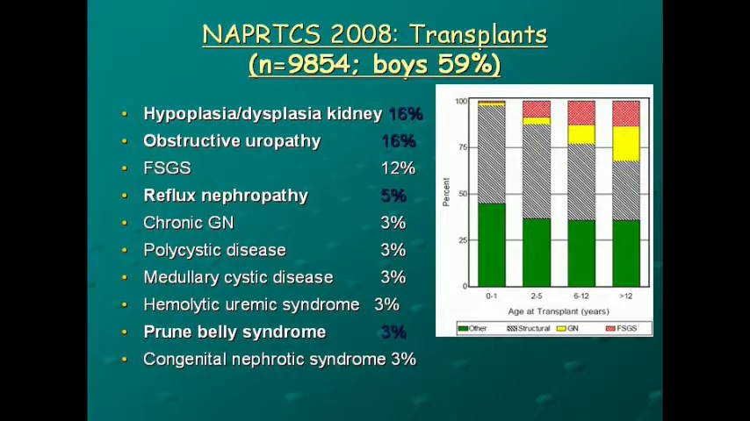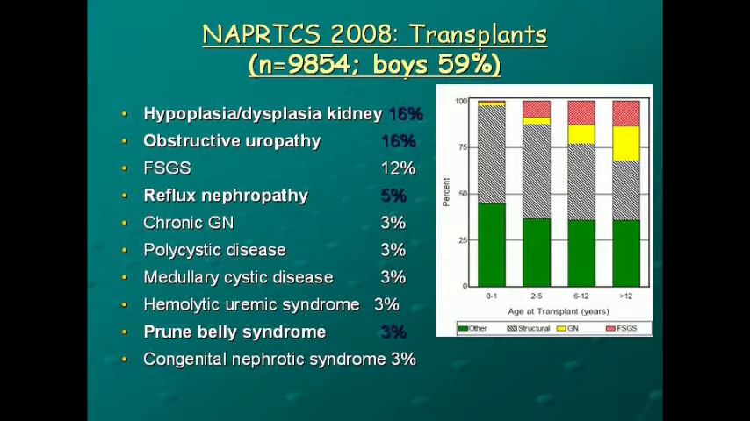I'll just slightly shift gears and talk to you about some data on transplants, giving you an overview of the current state. If you look at the large NAPRTCS data, 2008, almost 10,000 transplants from the North American Pediatric Renal Trials and Collaborative Studies registry. A very high proportion is dysplasia, which could be reflux, obstruction, etc. Obstructive uropathy is again almost a sixth, reflux nephropathy about 5%, and so on. So we've got a major chunk of urological disorders that would finally end up getting kidney transplants.